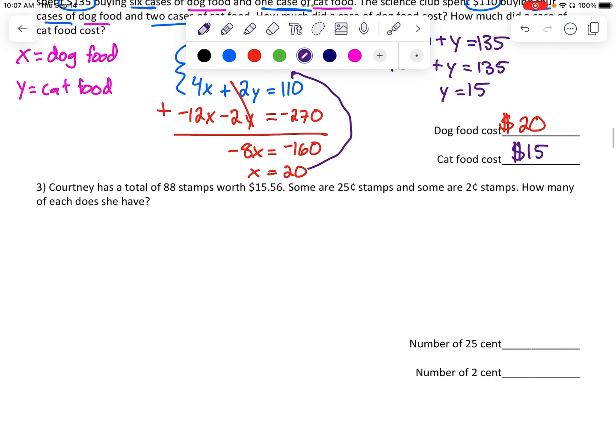All right, up next, we've got Courtney, who's got some stamps. So she has a total of 88 stamps worth $15.56. They're 25-cent stamps, and some are 2-cent stamps. How many of each does she have?